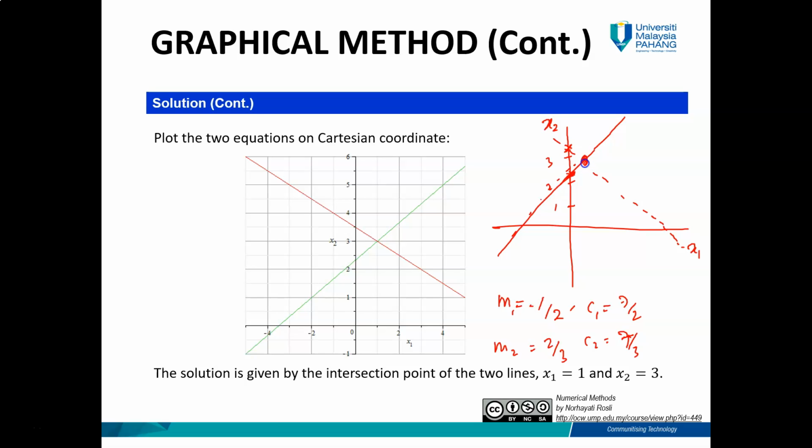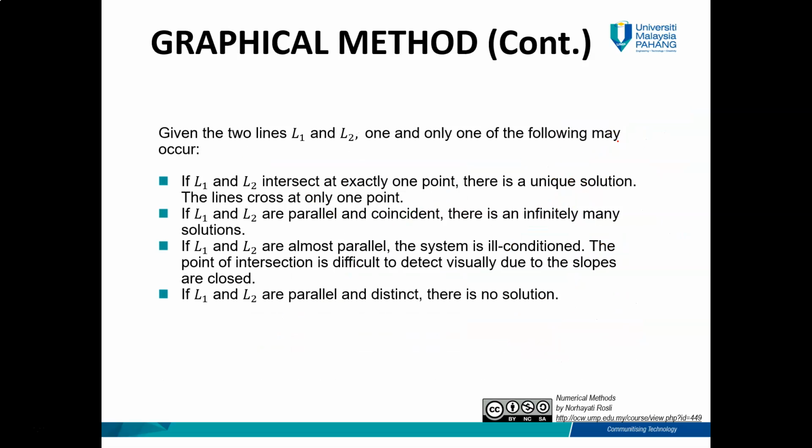This means that here we can see the intersection point. So this intersection point is the solution of our equations. When you plot using graph paper, you will see that the value of x1 is equal to 1, and the value of x2 is equal to 3. So the solution for this system is x1 equal to 1 and x2 equal to 3. This is how we can solve our linear system of two equations by using the graphical method. So class, we can summarize the graphical method according to this.